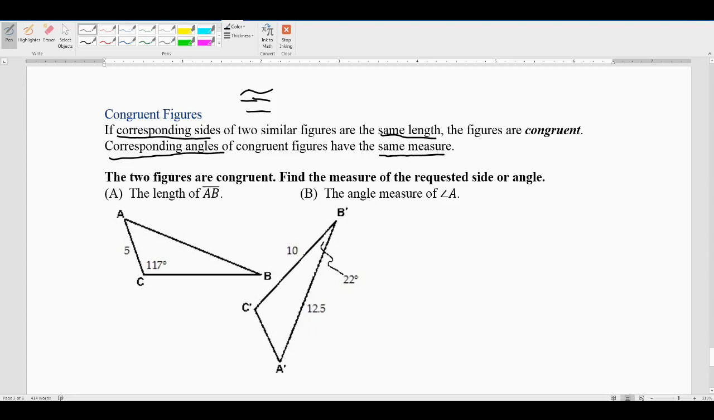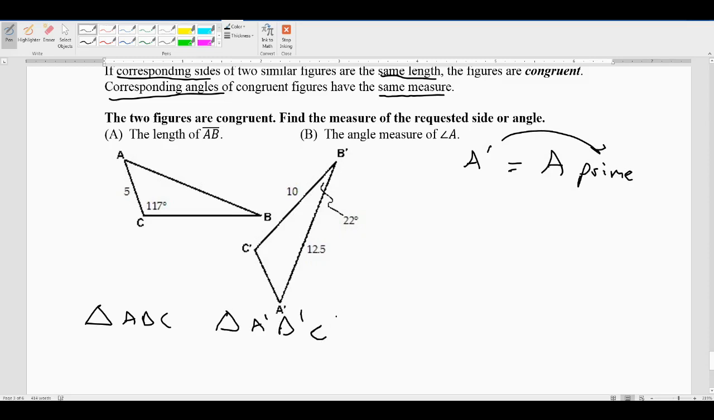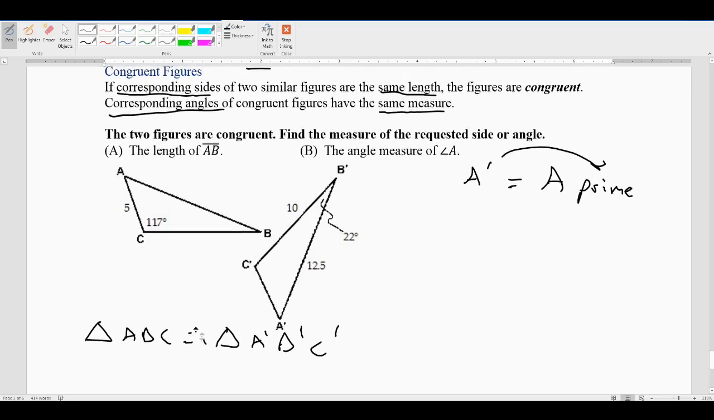And so, let's look at this example. You're told these two triangles are congruent. And if you notice, one is labeled ABC. And the other one is labeled A prime, B prime, C prime. So if you ever see me use this word, it refers to that symbol, A prime. So you have triangle A prime, B prime, and C prime. So we're told these two triangles are congruent.